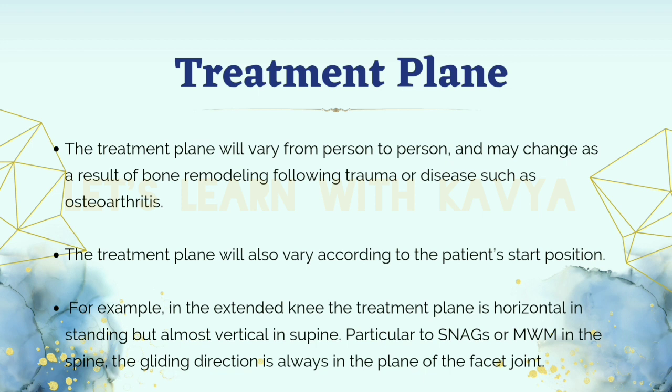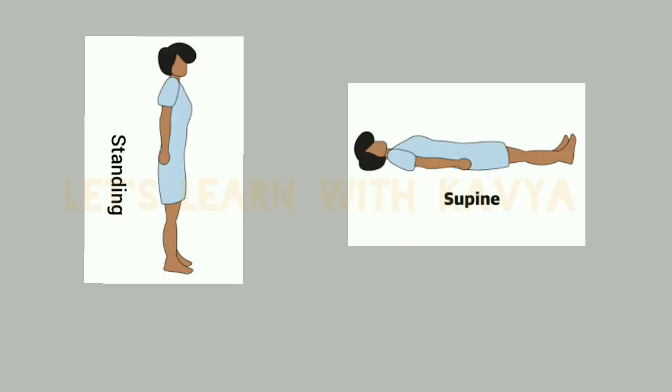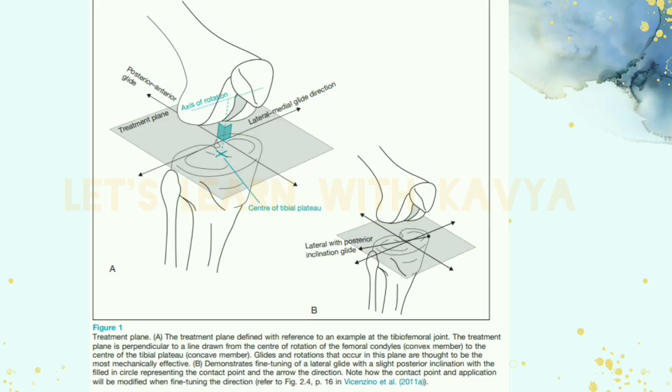Particular to SNAGs or MWM in the spine, the gliding direction is always in the plane of the facet joint. This diagram explains the previous line, which said on standing the treatment plane is horizontal, on supine the treatment plane is vertical. Here is the summary of treatment plane presented in a diagram.